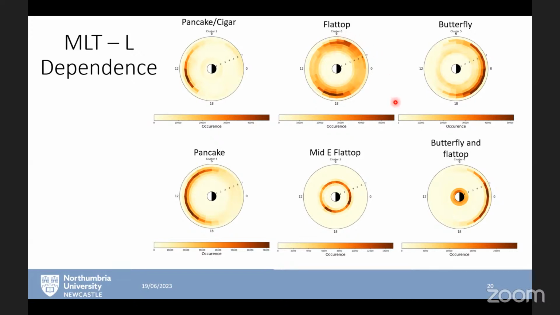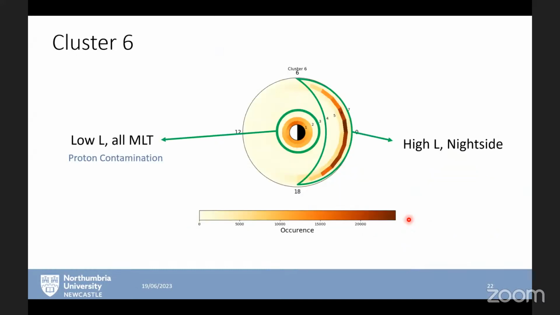Our mid-energy flat tops, however, lie at all MLT, but very dominantly along an L shell of approximately 3. And our butterfly and flat top seems to have 2 distinct features. And for this reason, even though all of these clusters are very exciting, we are just going to talk about this one cluster.